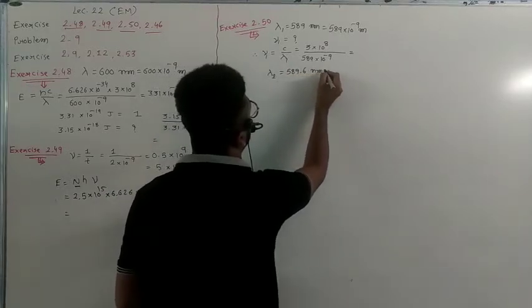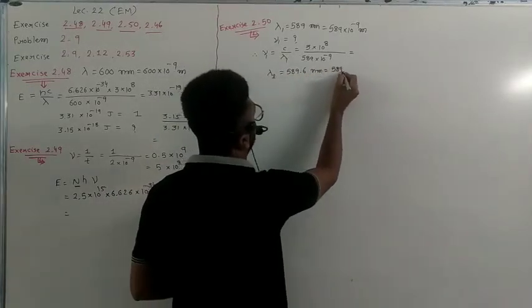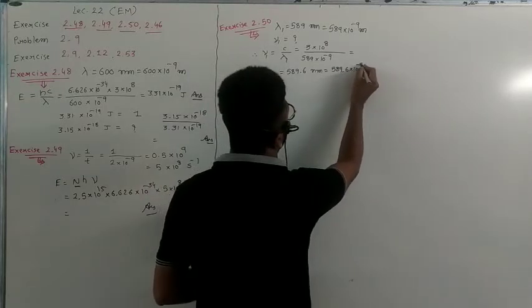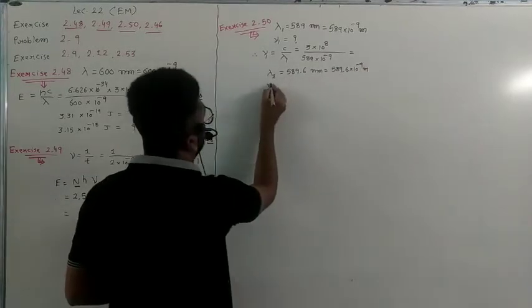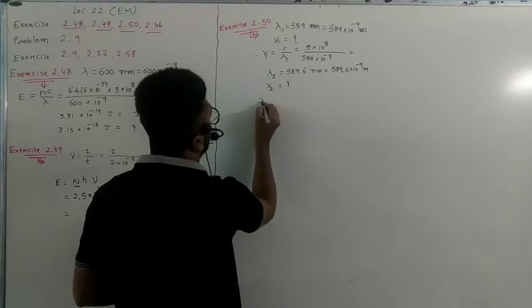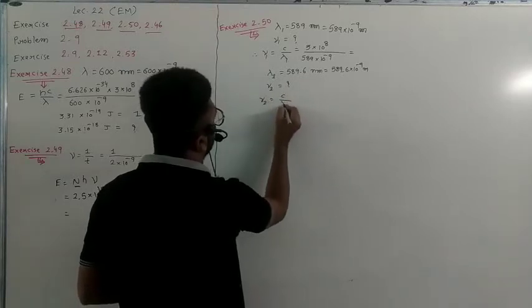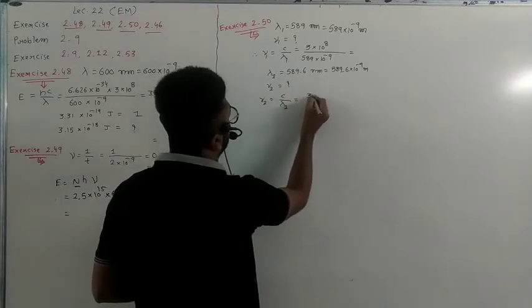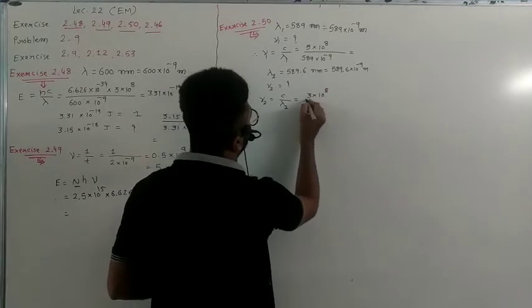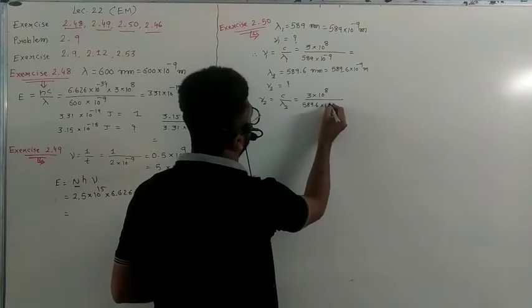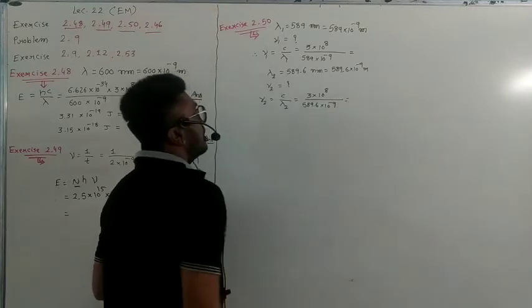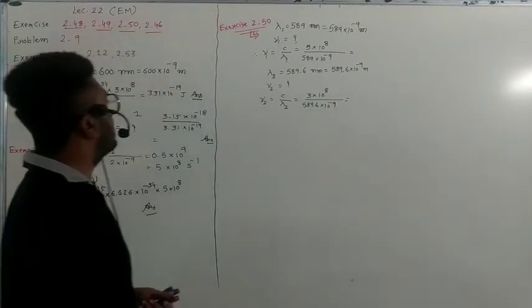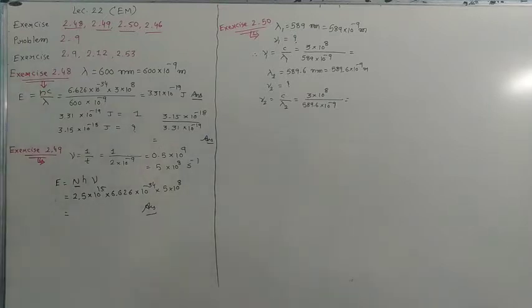589.6 nanometer, so 589.6 into 10 raised to minus 9 meter. We have to find nu 2. Nu 2 is equal to C upon lambda 2, 3 into 10 raised to 8 upon 589.6 into 10 raised to minus 9. You have to give the answer about the nu 1 and nu 2.